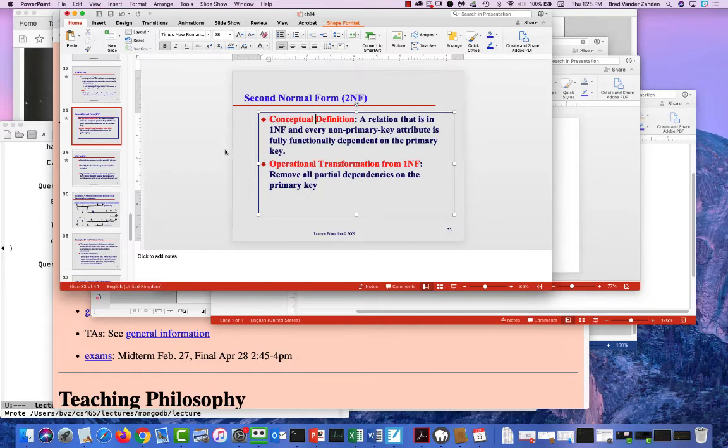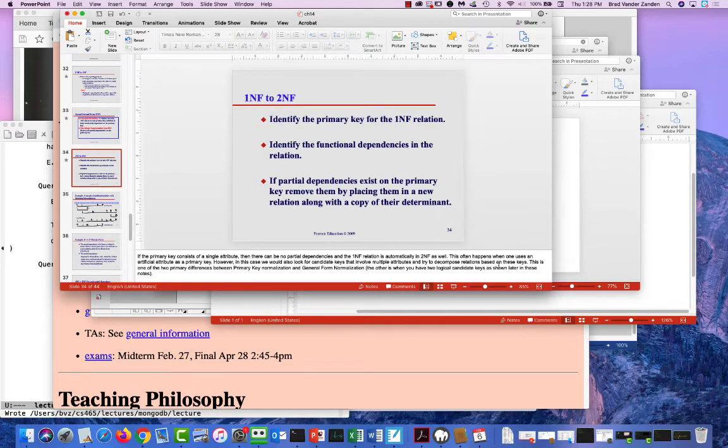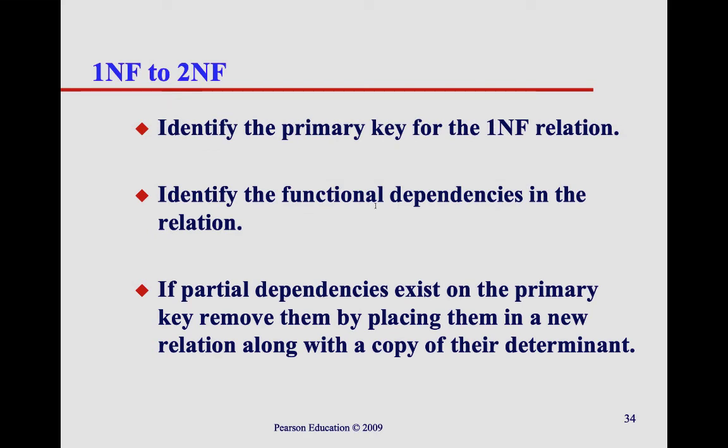So it turns out that the staff branch relation is already in second normal form. And the reason that it is already in second normal form is that if you have only one attribute in the primary key, you can't have partial dependencies. It's only if you have multiple attributes in the primary key that you might end up with a problem.